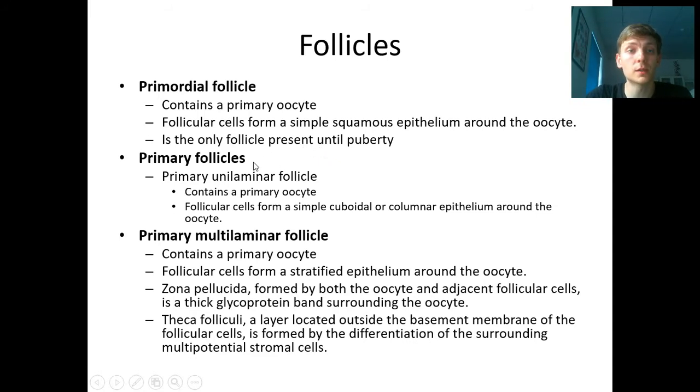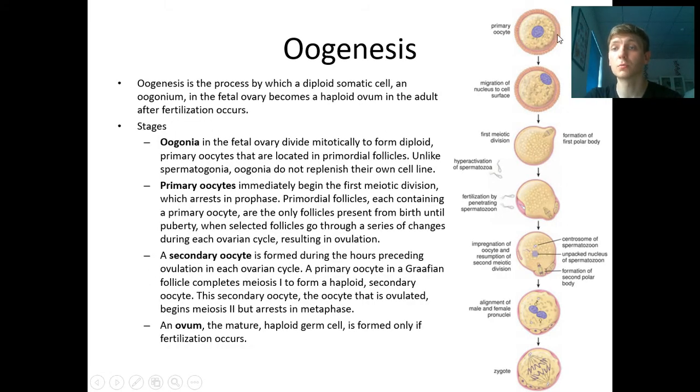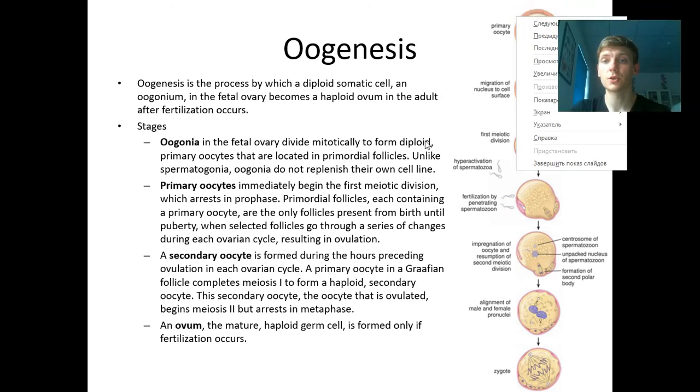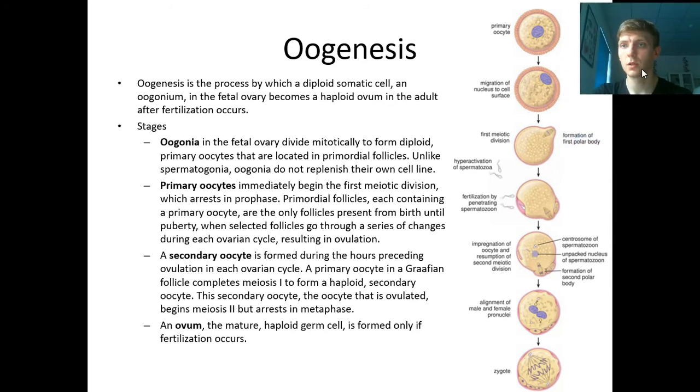Then primary follicles, the next stage of follicle progression. It is a primary unilaminar follicle. It contains a primary oocyte inside, same as in primordial follicles, but the follicular cells form a simple cuboidal or columnar epithelium around the oocyte. As shown on this diagram, they become cuboidal to columnar in shape, stimulated by follicle stimulating hormone. You see, simple squamous epithelium is very thin, and here it became thicker because of FSH. Sorry, my face is jumping.